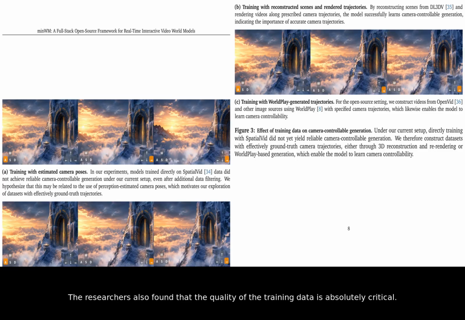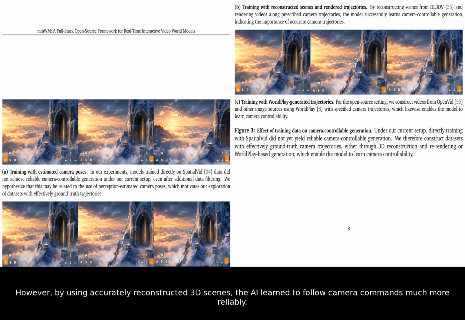The researchers also found that the quality of the training data is absolutely critical. When they used videos with estimated camera poses, the results were often unstable or messy. However, by using accurately reconstructed 3D scenes, the AI learned to follow camera commands much more reliably.